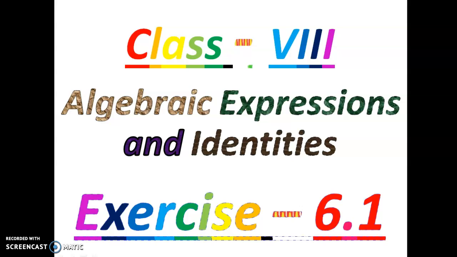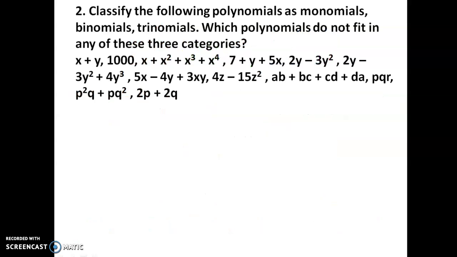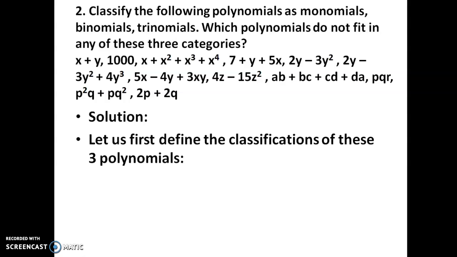Hello students, from the chapter Algebraic Expressions and Identities, let's continue exercise 6.1 in this video. Second problem, classify the following polynomials as monomials, binomials, trinomials. Which polynomial does not fit in any of these three categories? Okay, so some expressions are given. We have to check which are monomials, binomials, trinomials, and so on.